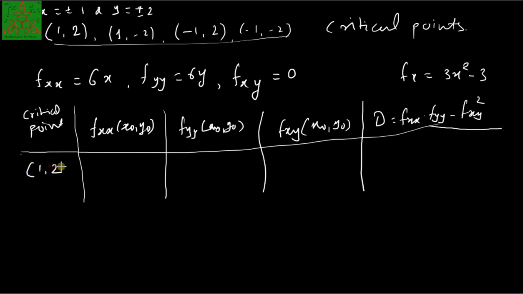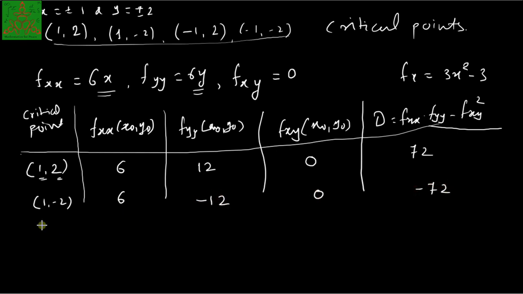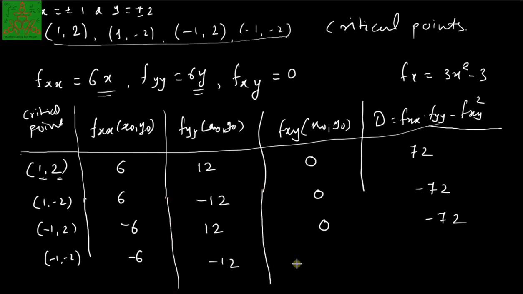The first point is (1, 2). Substituting x is 1 and y is 2, fxx will be 6, fyy will be 12, and fxy will be 0. So d will be 72, because 6 times 12 is 72, minus 0. The next one is (1, -2). It has the same 6, fyy is minus 12, fxy is 0, so d will be minus 72. The next value is (-1, 2). So it is minus 6, 12, 0, and minus 72. The next is (-1, -2). That will give you minus 6, minus 12, 0, and d is 72.